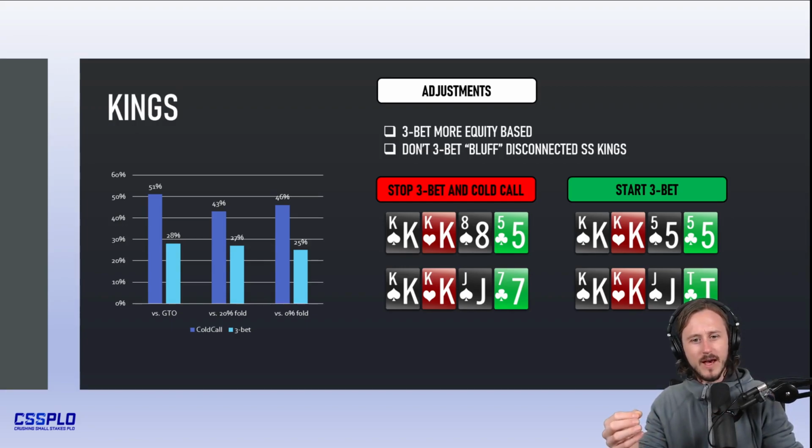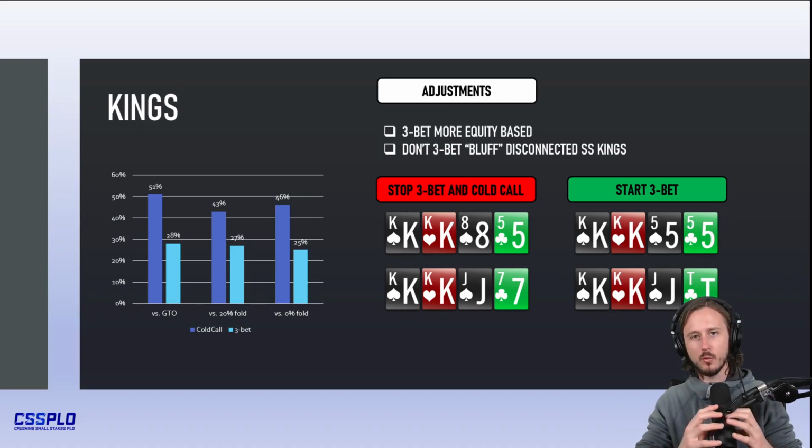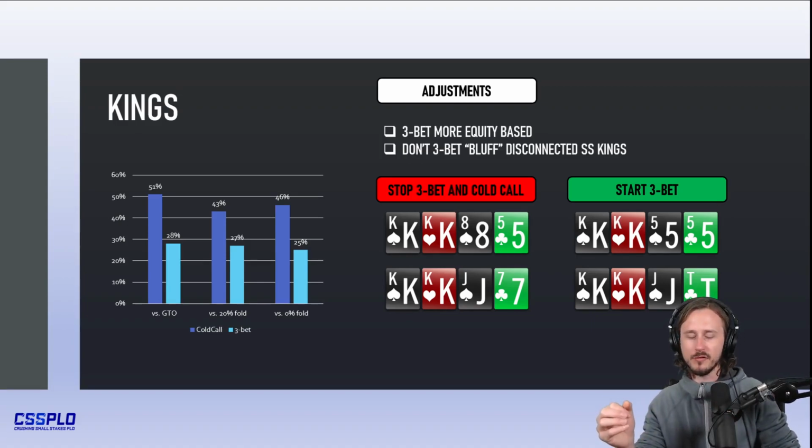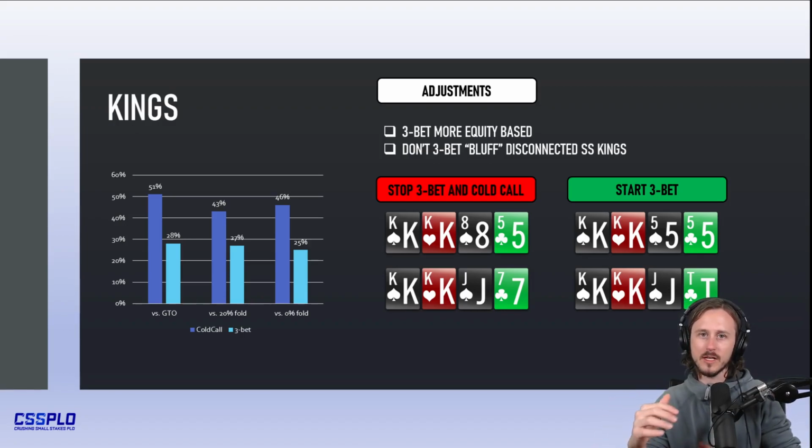So we are adding in a few equity and strong kings here that we generally tend to cold call a little bit more, and now 3-bet them. And we remove some of those 3-bet bluffs with weak kings that don't play as greatly as a cold call either, but benefit from fold equity. But the fold equity gets lower, and therefore these are now moving into our cold call.